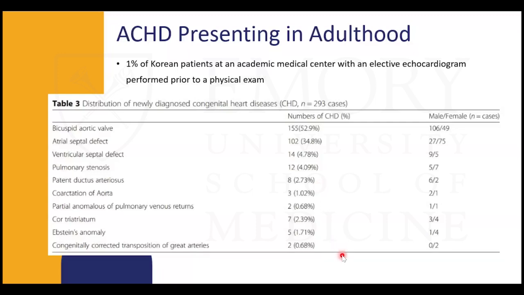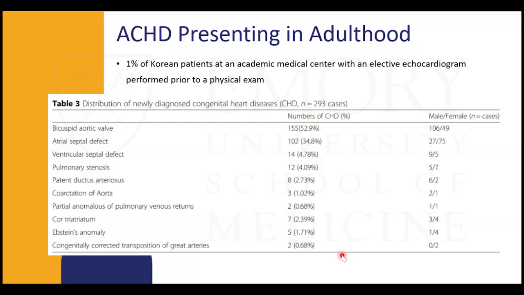There's not great data on patients presenting in adulthood. The best paper that looked at this issue is actually out of Korea, where a Korean medical center offered an elective echocardiogram for all patients coming in prior to a physical exam. And the interesting thing is they found about 1% of all of the echocardiograms that were done, which were purely screening for patients that did not necessarily have symptoms. They had a 1% hit rate for congenital heart disease.